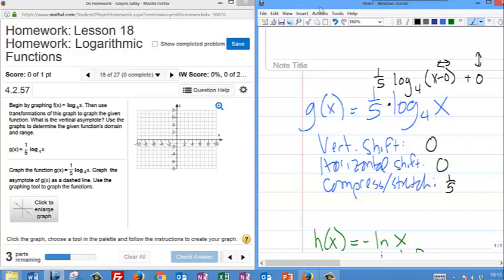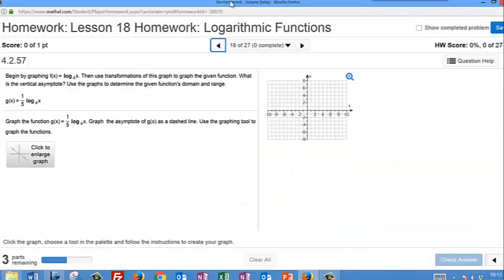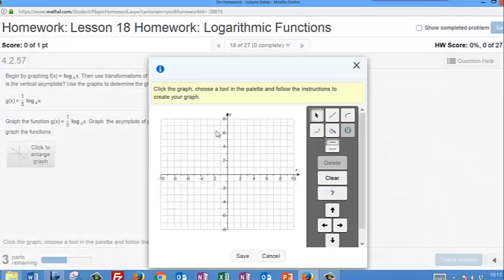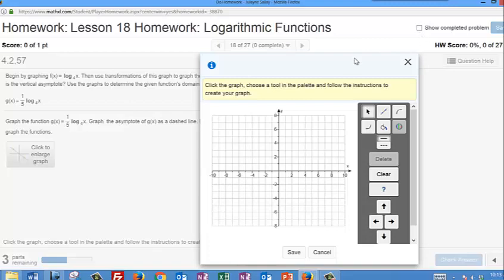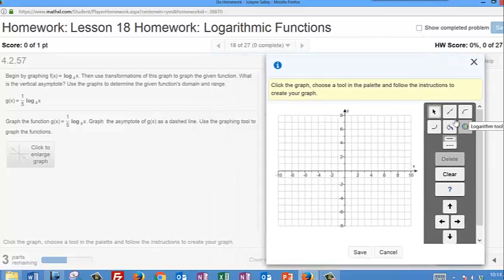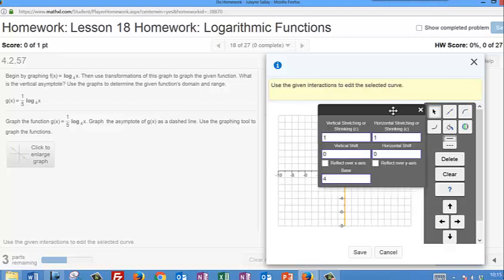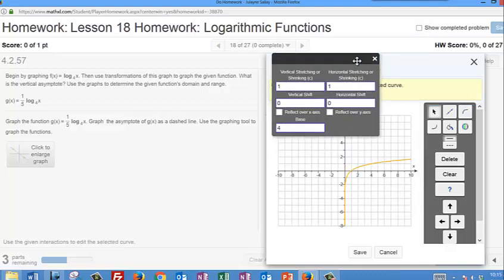Now I'm going to go over and try to graph it using the graphing tool. I'm going to blow that up to make it a little bigger for you guys. Okay, so I'm going to use the logarithm tool. Notice that there's an exponential and a logarithm. Make sure you use a logarithm tool. I'm going to use the point 1, 0 because 1, 0 is always a point on my logarithms. So that's a nice place to start. And that gave me the parent function f of x equals log base 4 of x. Notice it already had 4 typed in for the base, so I don't need to mess with that.